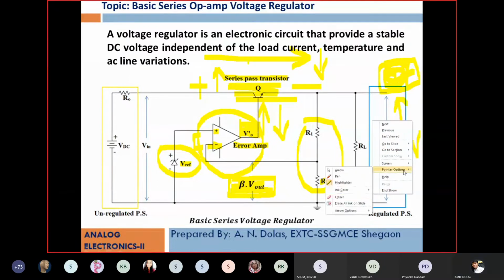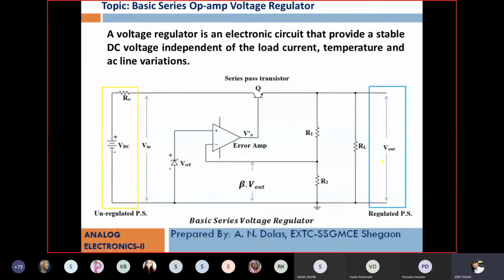Suppose we consider the reverse case. Your output, which is expected to be 5 volt because it is designed for 5 volt, if suppose it decreases by any condition due to load or line, say it becomes 4 volt, then this feedback component will read that value, the sampled value beta V out will reduce, and that's why the negative terminal of the error amplifier will reduce. Compared with V reference, this V0 dash, which is the output of the error amplifier, increases.